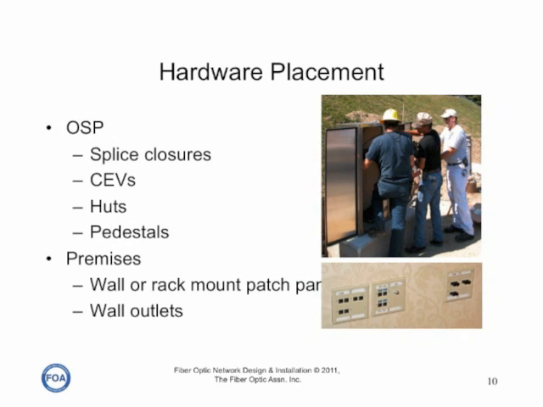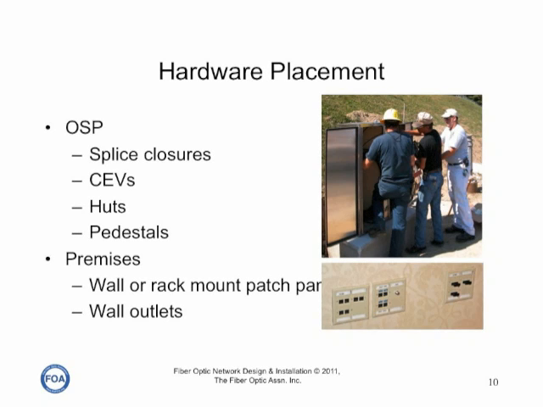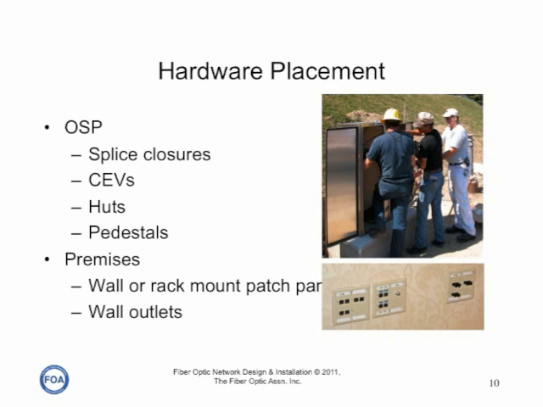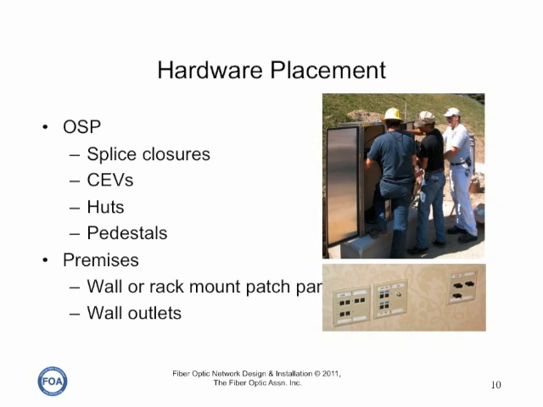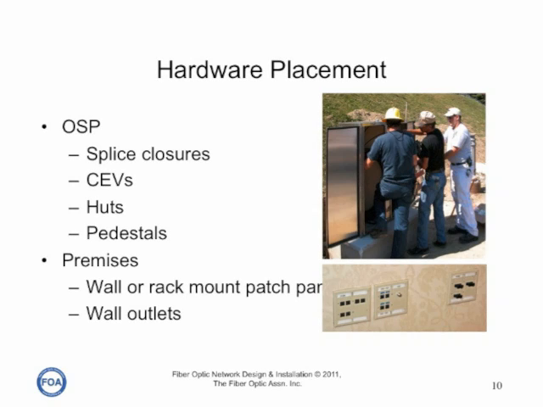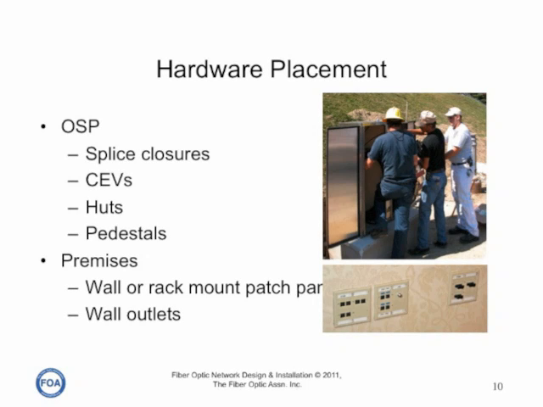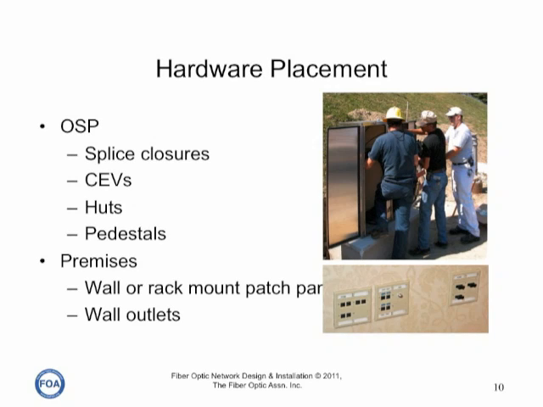A typical fiber optic link requires a lot of hardware. In the outside plant, it's splice closures and controlled environment vaults and regen huts and pedestals. And in premises networks, it's wall or rack-mounted patch panels and wall outlets and cable trays. The type of hardware we need and the location of that hardware is a very, very essential part of every network design. And it's one of the reasons that we said earlier it's important that you do a site visit, you know exactly where everything is, and you've got pictures to refer back to for your design project.